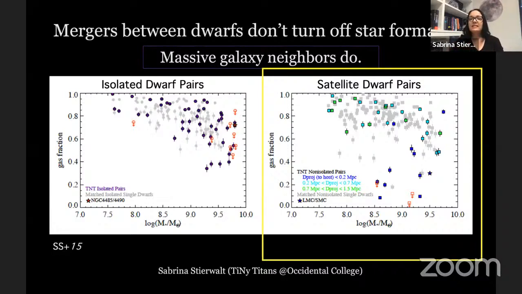So this tells us that being in a dwarf-dwarf merger doesn't turn off your star formation, and it doesn't affect your gas supply. It's being near a massive galaxy neighbor. So if you want to quench a dwarf galaxy, you have to put it near a massive galaxy neighbor. Putting it in a merger with another dwarf isn't enough.